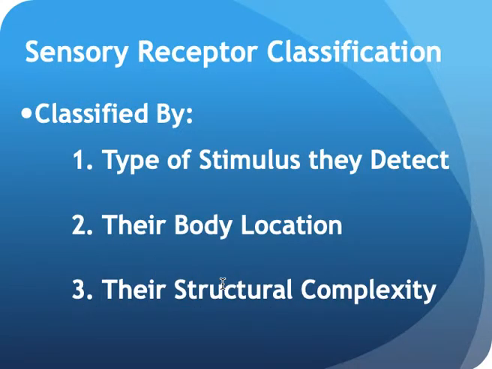So we can classify all these sensory receptors in a bunch of different ways. We can classify them by the type of stimulus they detect. Again, those are going to be really good multiple choice questions. We can classify them by their location in the body, and then we can classify them by their structural complexity. And we're just going to look at each one of these really quickly.